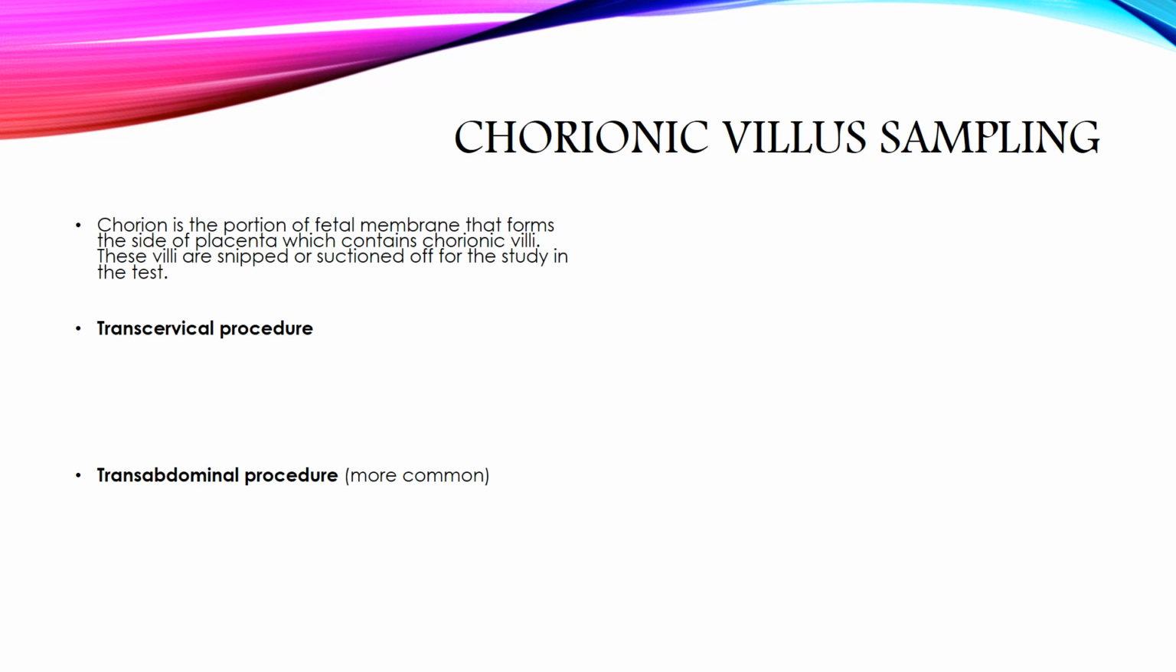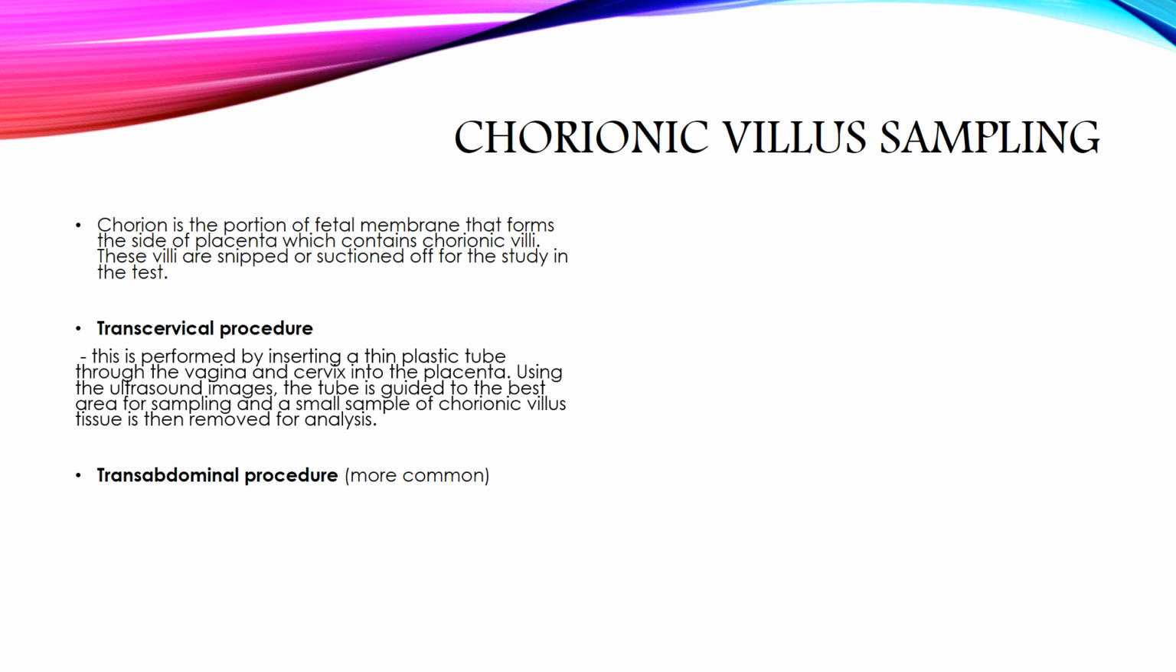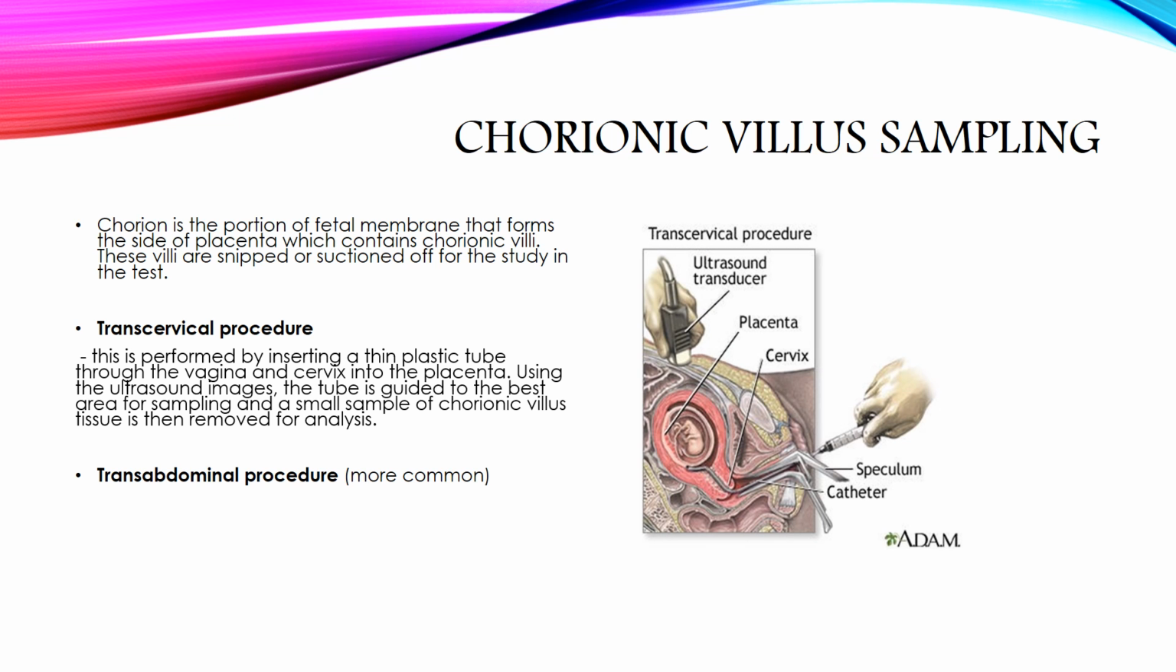Chorionic villus sampling. Chorion is the portion of the fetal membrane that forms the side of the placenta which contains chorionic villi. These villi are snipped or suctioned off for the study in the test. There are two types of procedures done: the transcervical procedure and the transabdominal procedure, which is more commonly done. Transcervical procedure. This is performed by inserting a thin plastic tube through the vagina and cervix into the placenta. Using ultrasound images, the tube is guided to the best area for sampling and a small sample of chorionic villus tissue is then removed for analysis. This picture shows how the transcervical procedure is done.